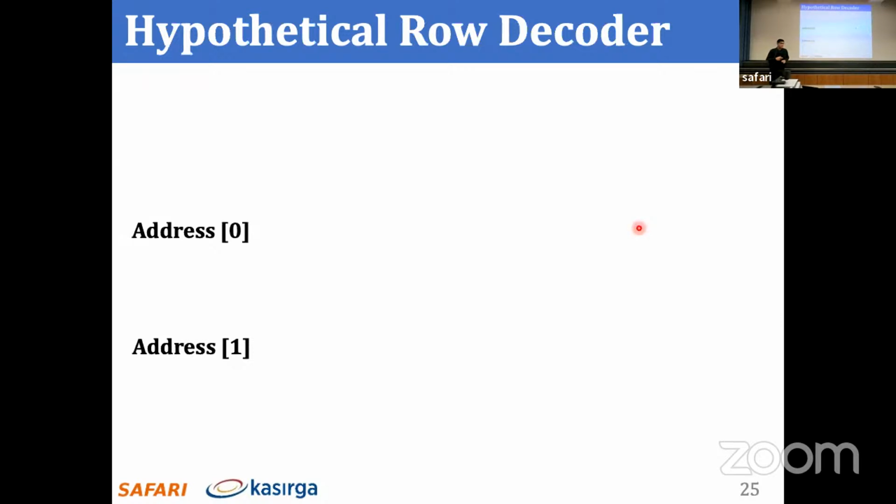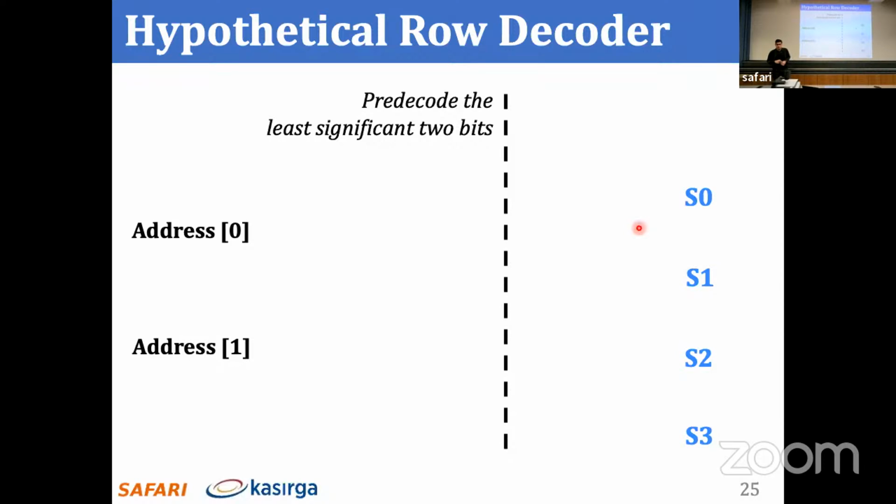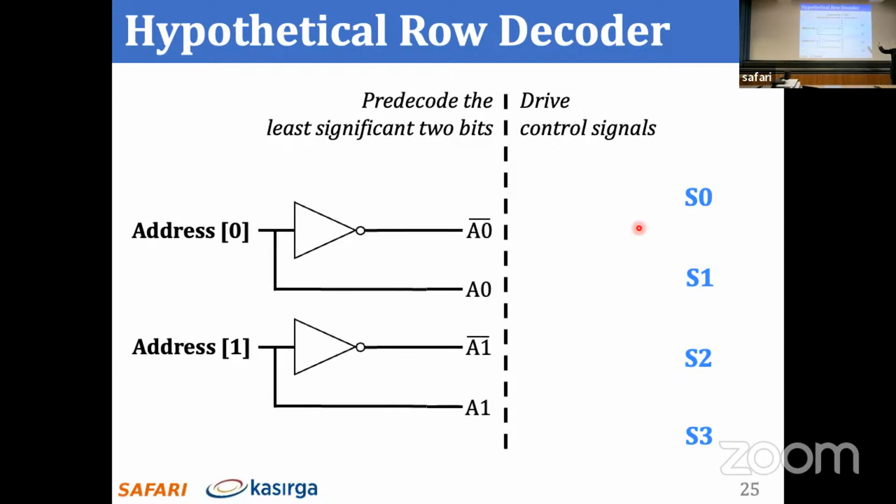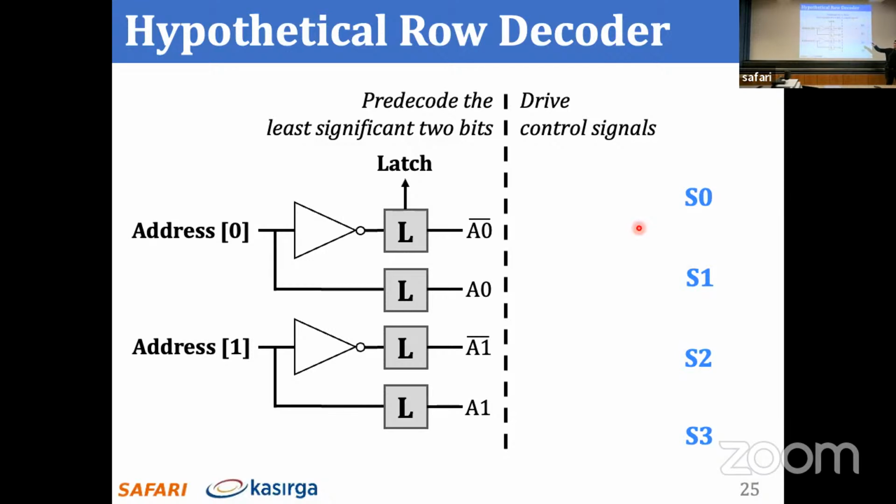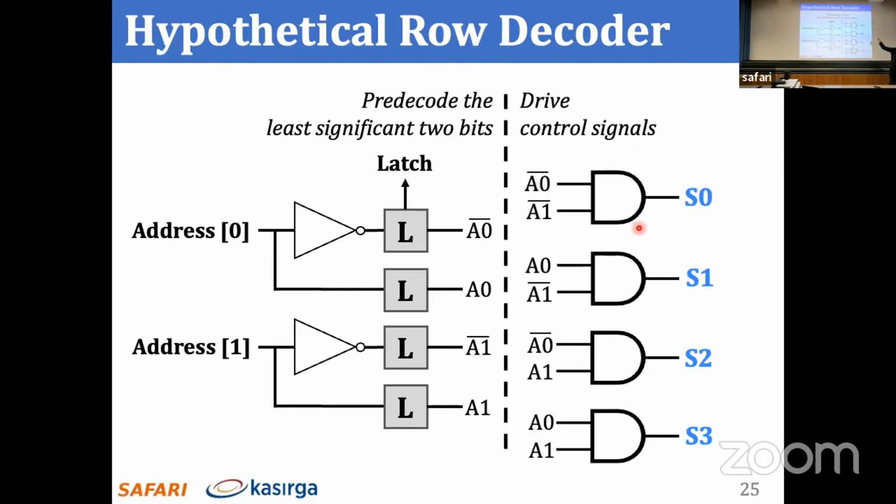And this is our hypothetical row decoder design. It operates on the least significant 2 address bits, and it produces these select signals that I showed you in the previous figure. It operates in 2 steps. In the first step, it will pre-decode the least significant 2 bits, and then it will drive these control signals on the right. On the left side, we have inverted versions of the address bits and their true versions, like A0 bar is the inverted value of the first address bit, and so on. We store these signals in latches. And on the right side, we have 2-input AND gates that connect these intermediate signals, A0 bar, A0, A1 bar, A1, to the select signals.